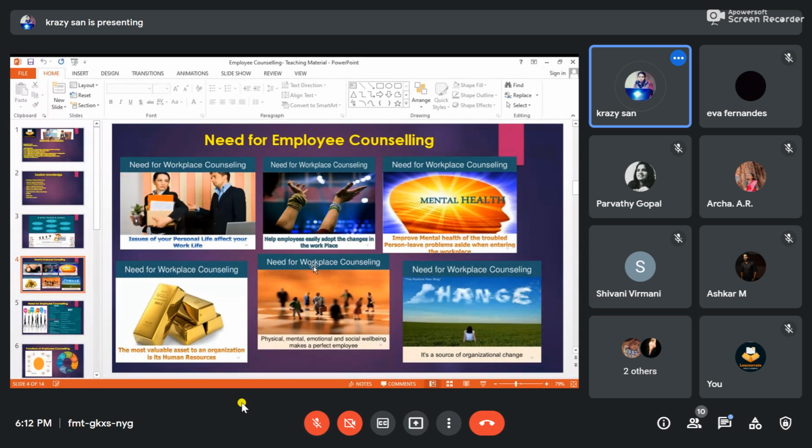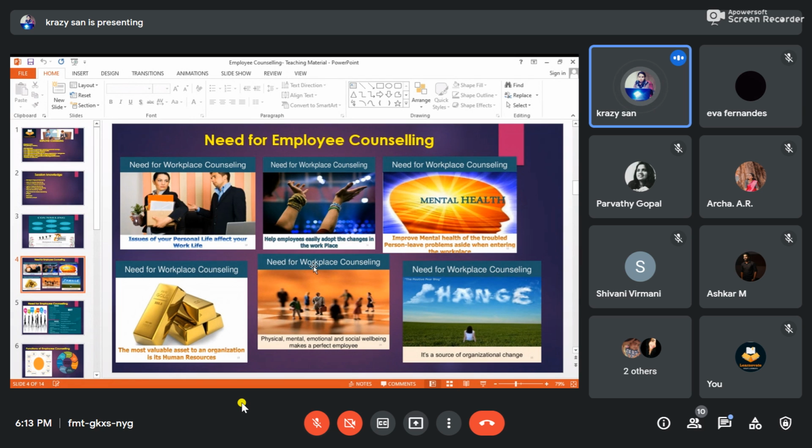Like in a picture way, you can see that issues of your personal life affect your work life. Like if you are carrying stress and frustration in your own life, then obviously it's going to hamper your workplace. Then comes helping employees easily adapt to change in the workplace.